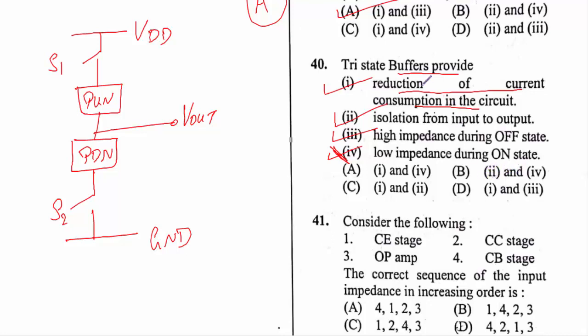The better statements are reduction in current consumption. This is a best statement, and isolation from input to output. Even this statement is also a best statement. And high impedance during off state. Even this one is also correct. So you can opt for option C, or you can opt for even option D also. But precisely if I am talking, the tri-state buffer means high impedance during off state and reduction of current consumption, right? So 1 and 3 is going to follow. So you can opt for option D.